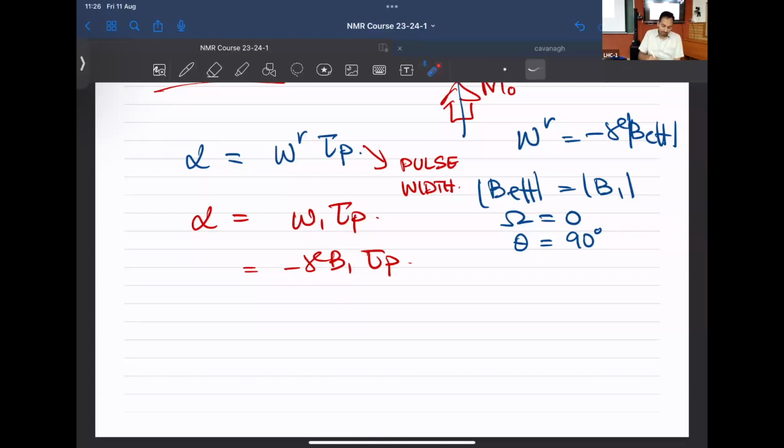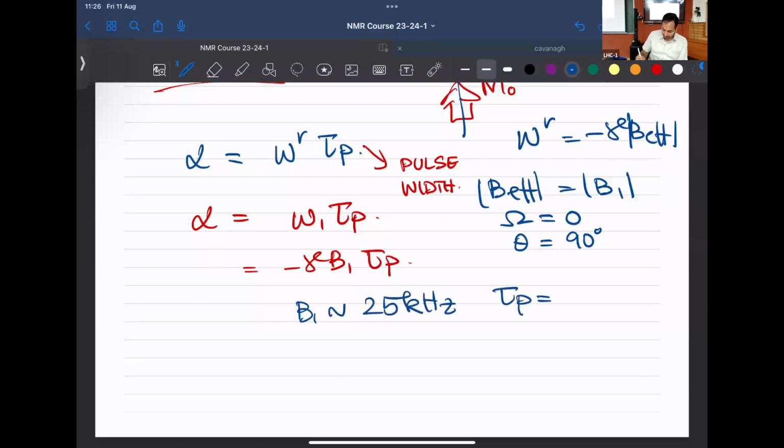Okay, let me give some numbers so that it helps you guys relate. So the B1 that we end up applying is generally around 25 kilohertz. And that somewhere translates to something like 10 microseconds. Truth be told, it's opposite. If you apply a 10 microsecond pulse at a certain power, it will be equal to B1 of 25 kilohertz. But for this course, let me tell it in a way where people will understand.